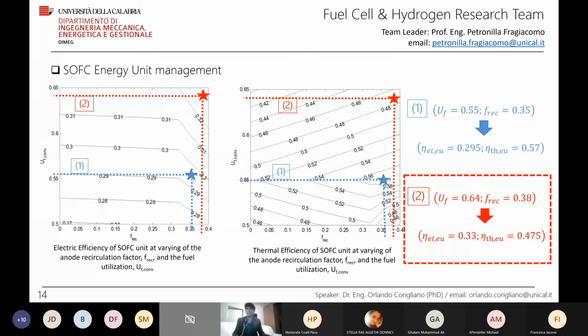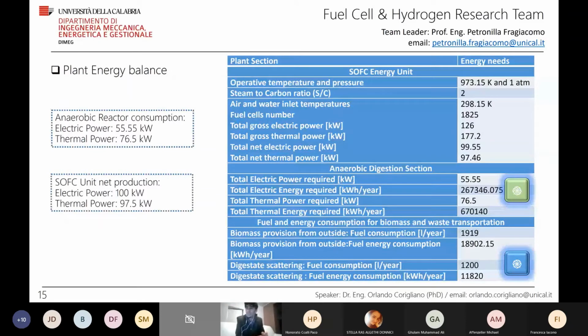Here we have the plant energy balance, just to treat some variables without going into detail. The fuel cell system is operated at 700 degrees Celsius and 1 bar. Based on the aforementioned criterion, the plant energy balance is assessed against total internal electric self-consumption of 55 kilowatts and a thermal power of 76 kilowatts. We have a net production of 100 kilowatts of electric power and about 100 kilowatts of thermal power.